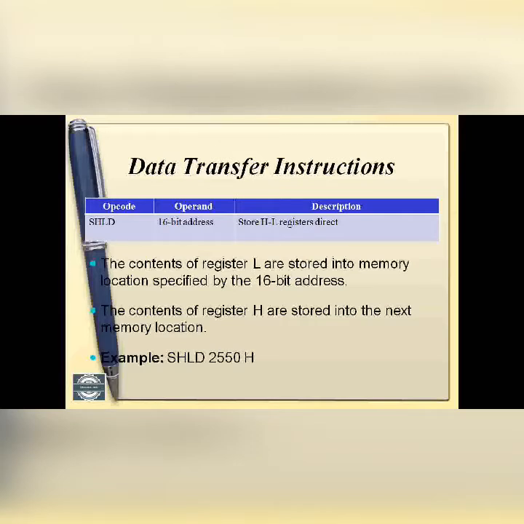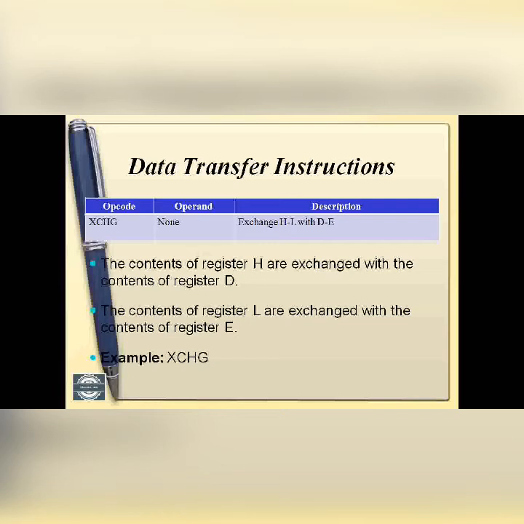Next, SHLD. Generally, SHLD is used to store the HL register directly. Already we discussed indirectly, here it is directly. Here the content of register L is moved to the memory location whose address is specified by byte 2 or 3. The content of register H is moved to the succeeding memory location.